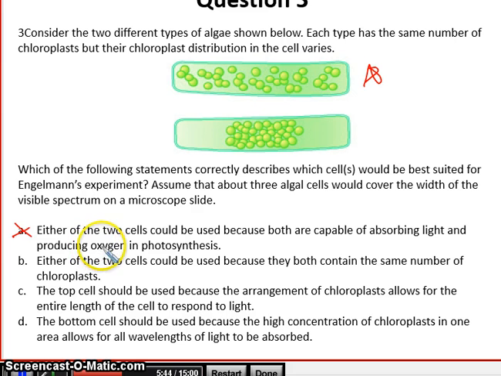B, either of the 2 cells could be used because they both contain the same number of chloroplasts. It did say they contain the same number, but again, some of those might be hidden back there. We can't quite see them. So we're going to say no to B.